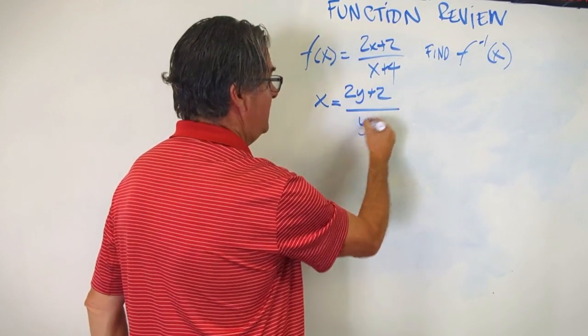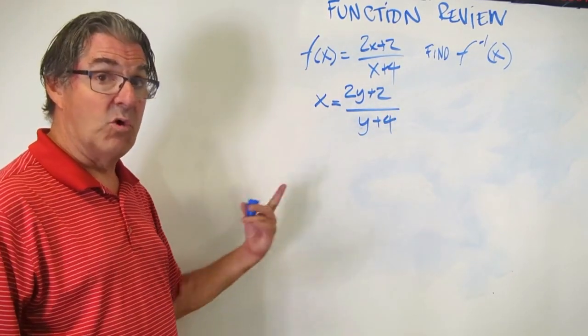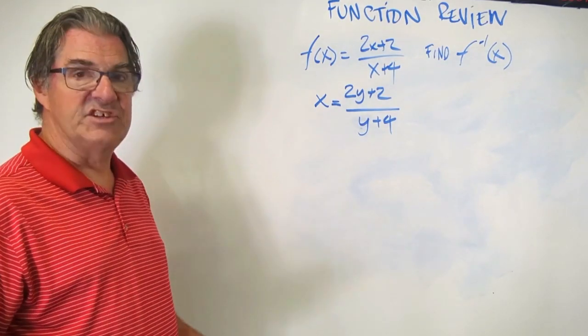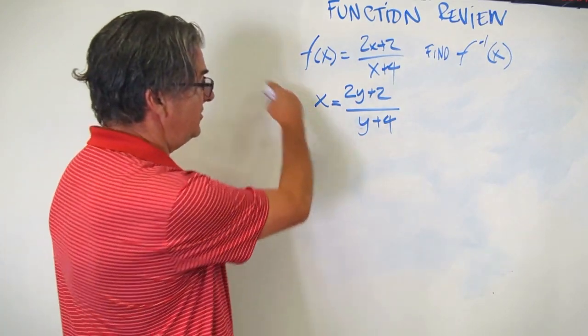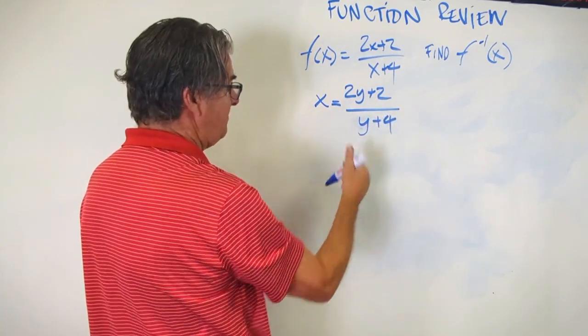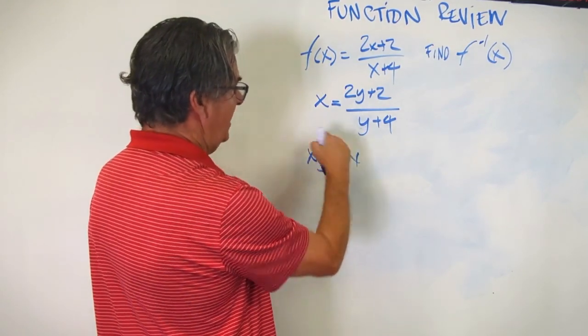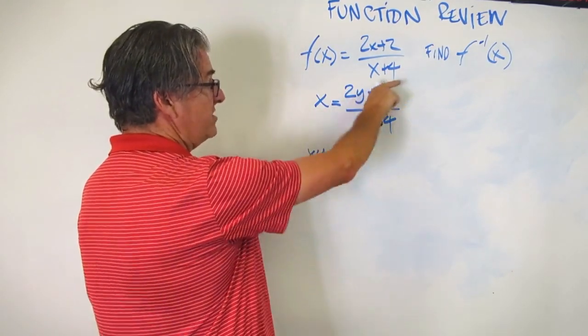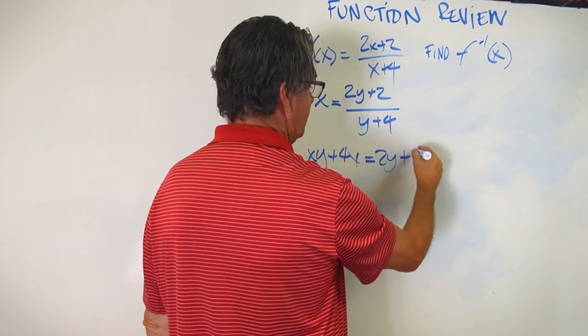Now I need to solve this equation for y. So whenever you have fractions in an equation and you want to get rid of them, you just cross multiply. So I'm going to do this cross. I'm going to do x times y plus 4. That gets me xy plus 4x. And this one is x over 1, so that's just 1 times 2y plus 2. So I get equals 2y plus 2.